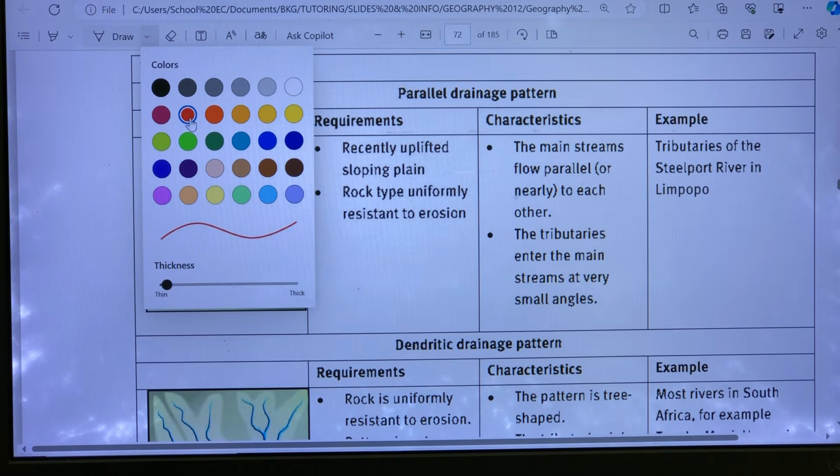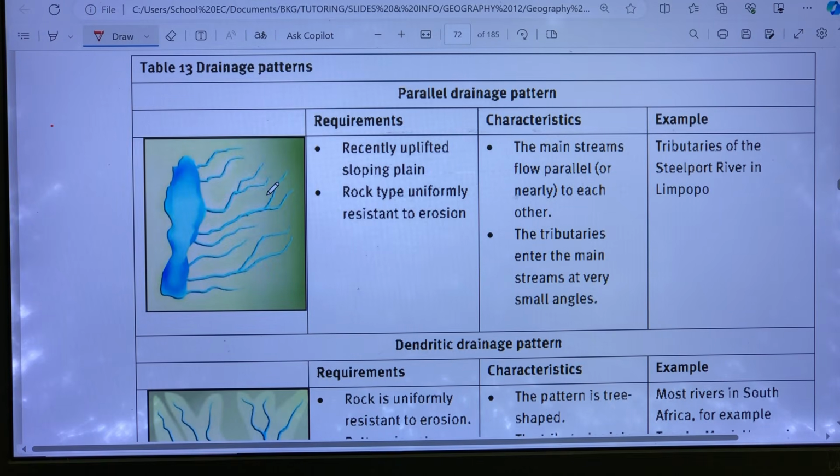Okay, all right. So the very first pattern that we're going to be discussing is the parallel drainage pattern. Each and every pattern that we're going to be discussing today has the requirements, the characteristics, as well as the example. By the way, you can add more of your own examples, through your own imagination or through your own experience from where you're coming from, okay?